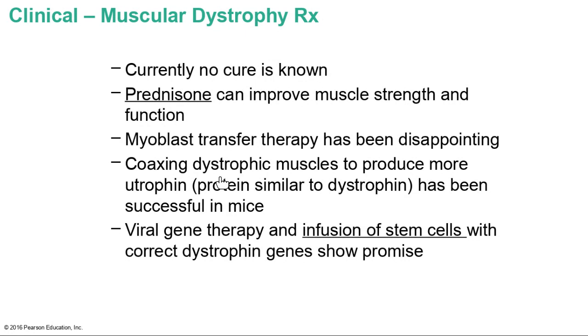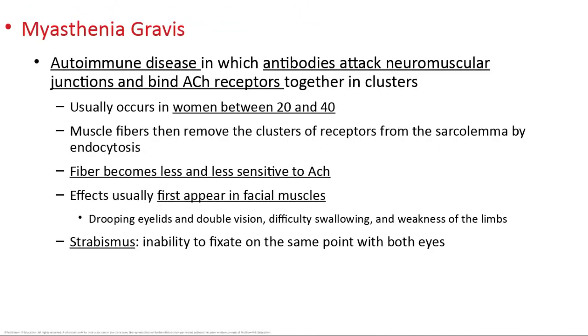Other attempts have been made. Myoblast transfer, using muscle stem cells, has been tried, and it just doesn't seem to work very well. Another protein called utrophin, which is similar to dystrophin and has a similar structure, has been used in mice, and that's been showing some success.